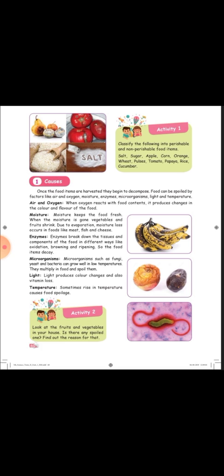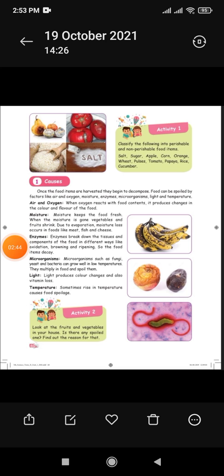Now we are going to see what the causes for spoilage of food are. The first cause is air and oxygen. When oxygen reacts with food contents, it produces changes in the color and flavor of the food. In open space, oxygen reacts with the food contents, so it spoils the color and flavor of the food. This is the first cause.